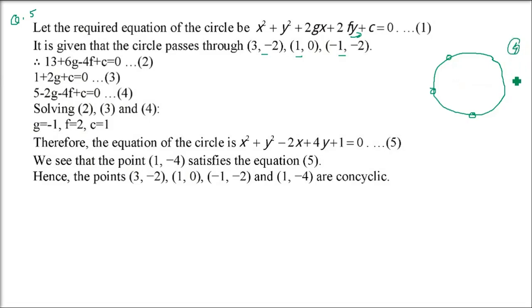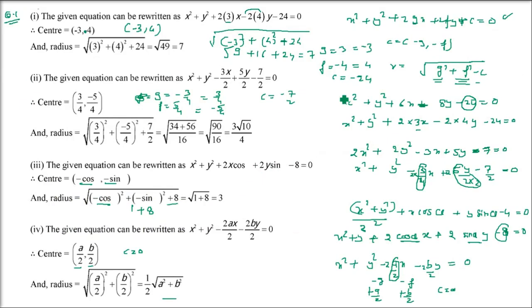Now what we will do is, if you put the fourth point in this equation, which is found from the earlier 3 points, and the fourth point also satisfies it, that means these 4 points are concyclic. They lie on the same circle. I'm not saying that you must take the first 3. You can take any 3 of these 4 points, and whichever is remaining, finally check it.